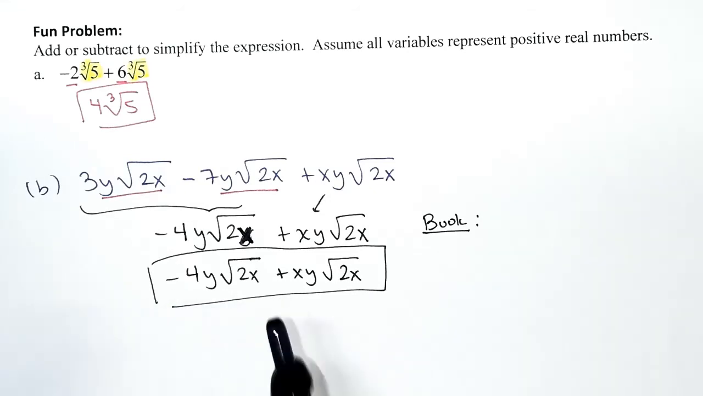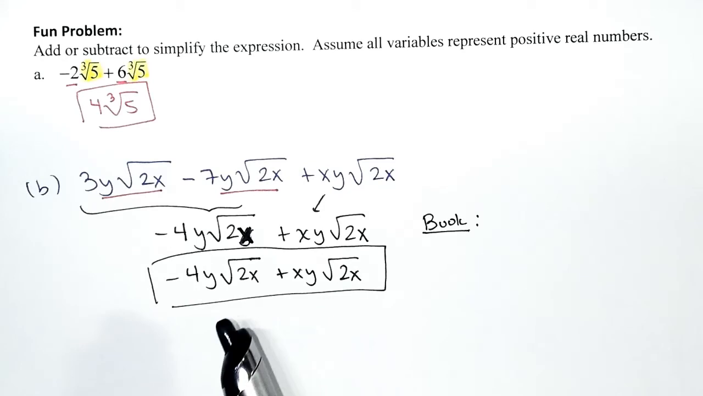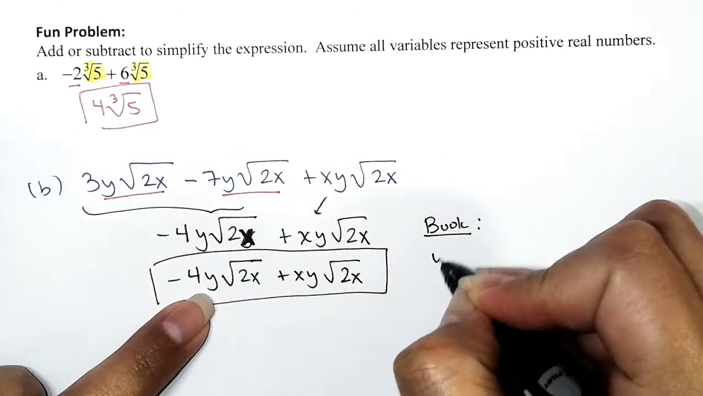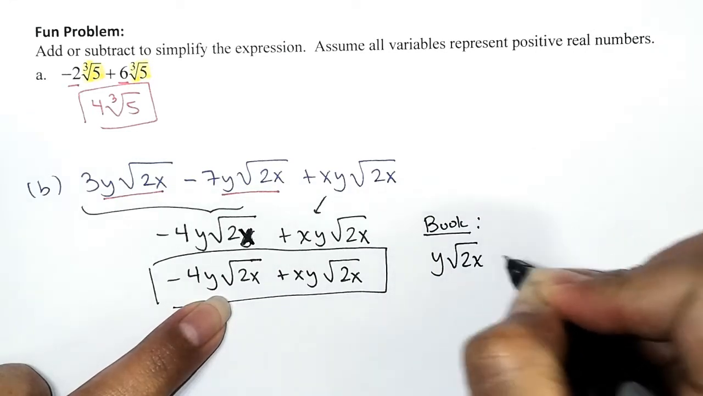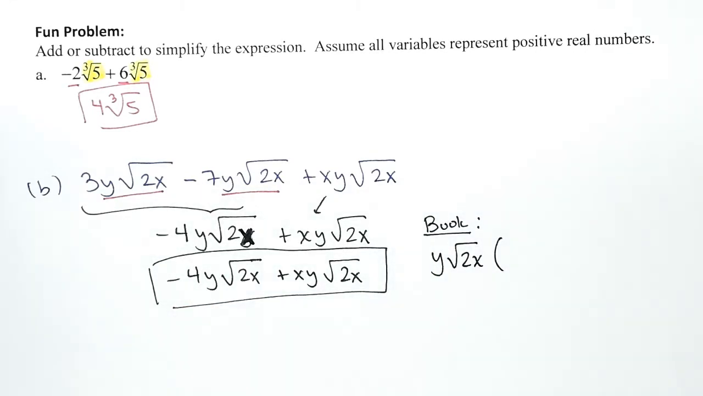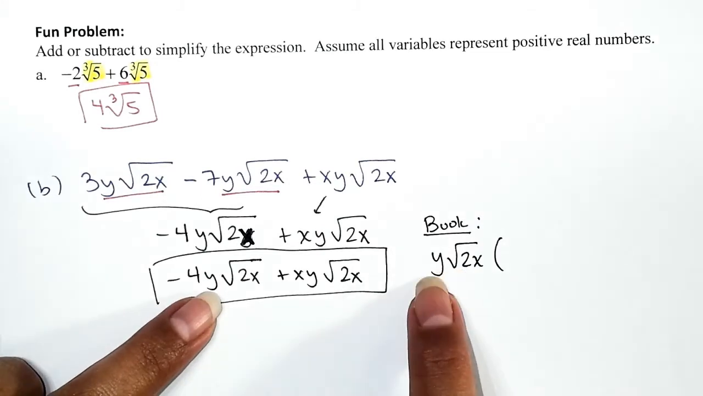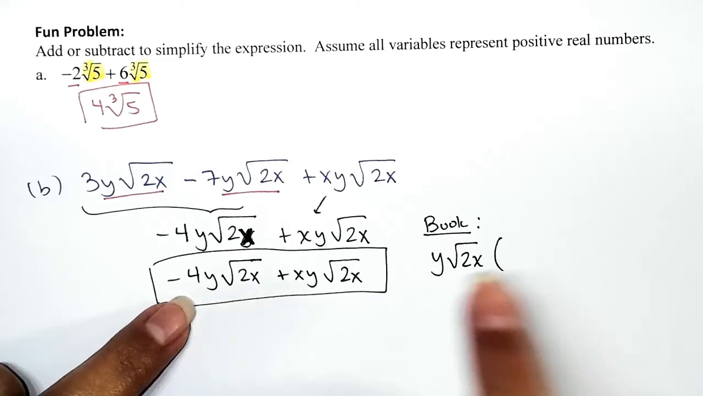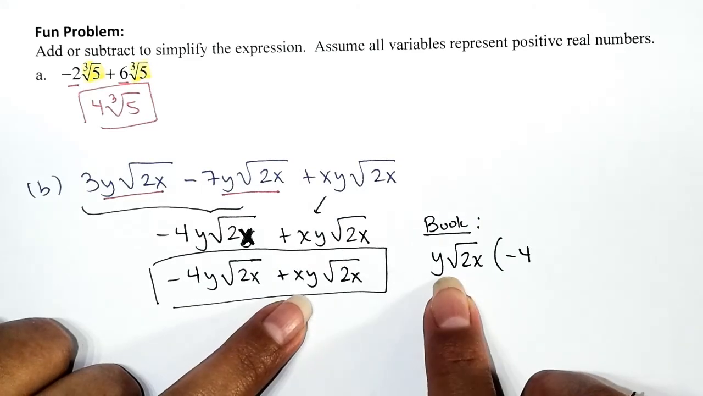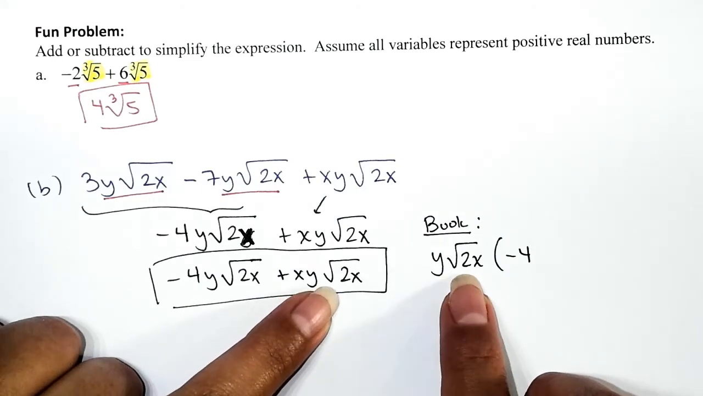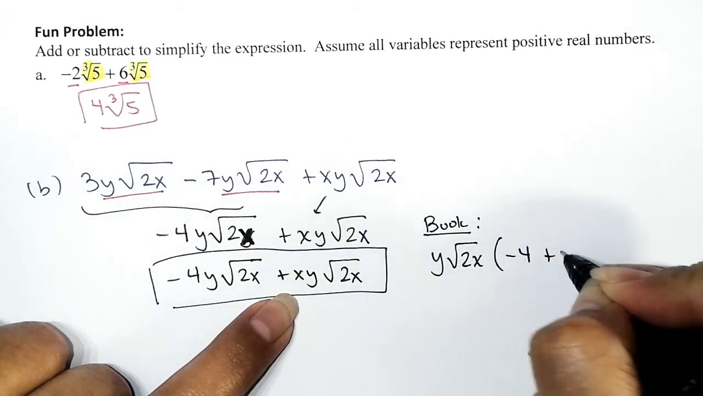So for some weird reason, we notice that both terms have a common factor. So for fake extra credit, let's go ahead and factor it out. In this case, the terms have a common factor of y, and the terms have a common factor of the square root of 2x. And then we are going to show the world what we're left with when we factor from the expression. First term over common factor, the y's cancel, the radicals cancel, and that will leave us with negative 4. Second term divided by the common factor, the y's cancel, the radicals cancel, and that will leave us with x.